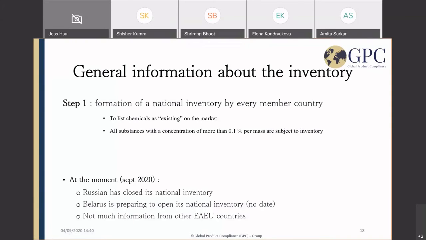The first step is the formation of a national inventory by every member country. This is done to list chemicals as existing on the national market. So Russia, for example, has to make an inventory of all the chemicals they have on their market, the same for Belarus and Kazakhstan. And all substances with a concentration of more than 0.1% per mass are subject to this inventory.